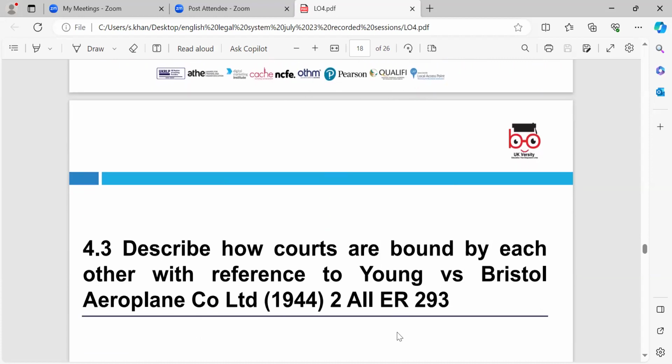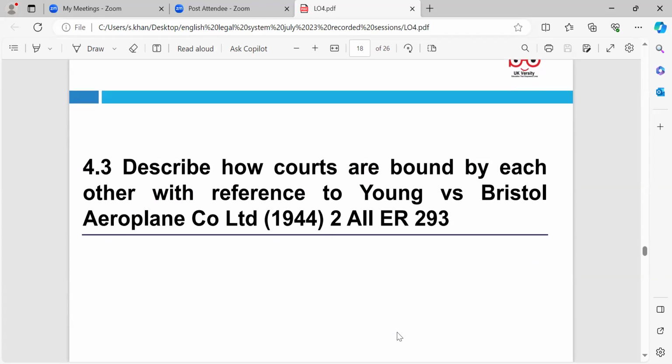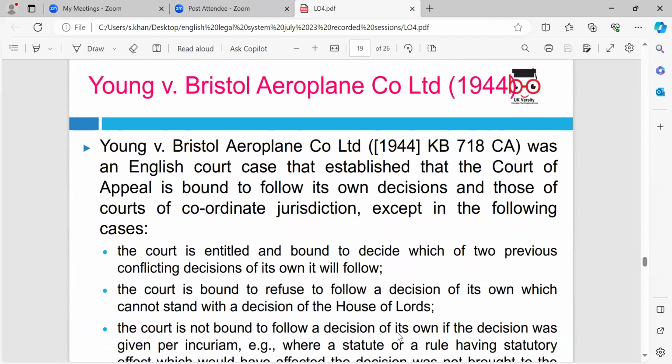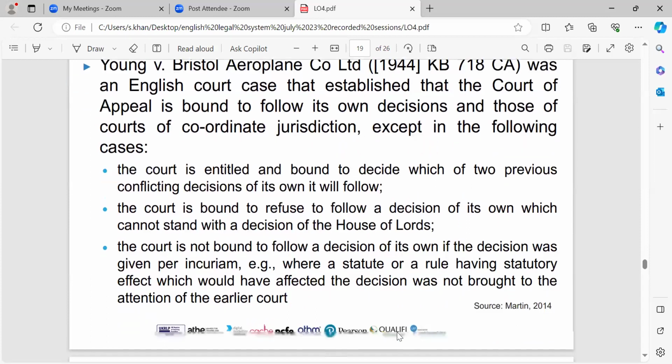So 4.3, describe how courts are bound by each other with reference to Young versus Bristol Aeroplane Company Limited, 1944, 2 All ER 293. Young and Bristol Aeroplane Company Limited, 1944, was an English court case that established that the Court of Appeal is bound to follow its own previous decisions and those of courts of coordinate jurisdiction, except in the following cases.